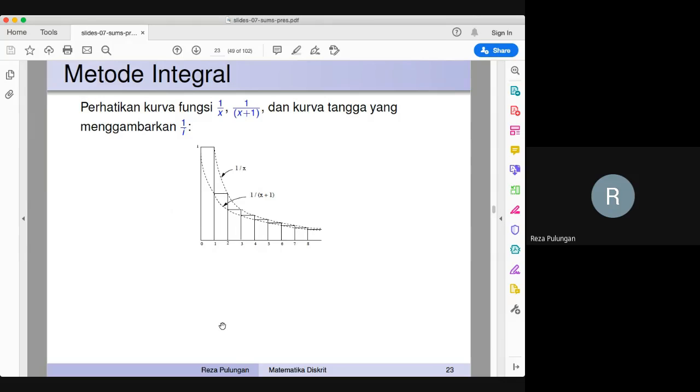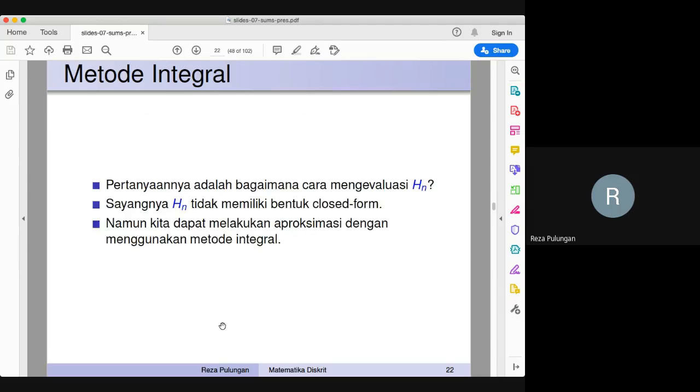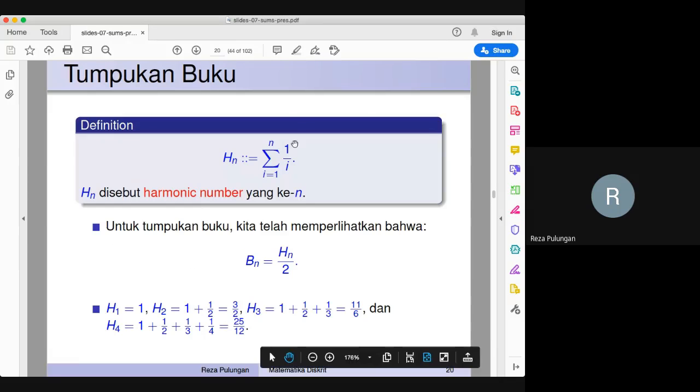Well, look at our function here, what we sum. You denote 1 divided by i as a function. So this basically just says that Hn is equal to the summation of i equal to 1 until n of f(i). Well, f is a function. What is f(i) then? f(i) is equal to 1 divided by i. So treat this as a function.